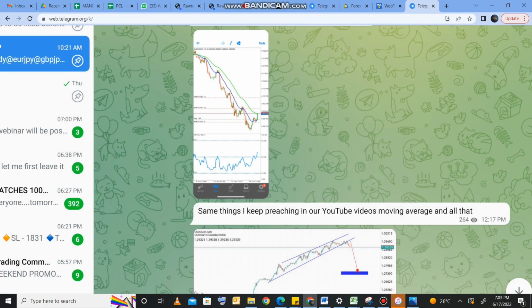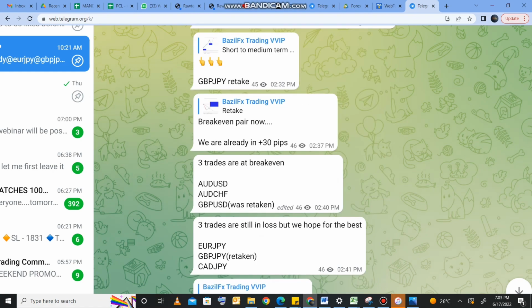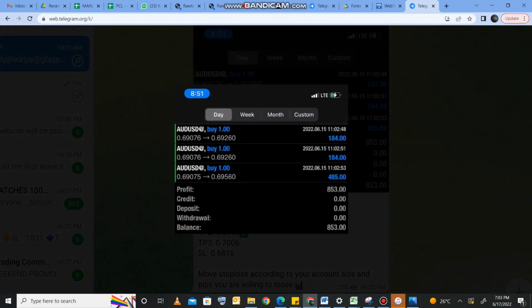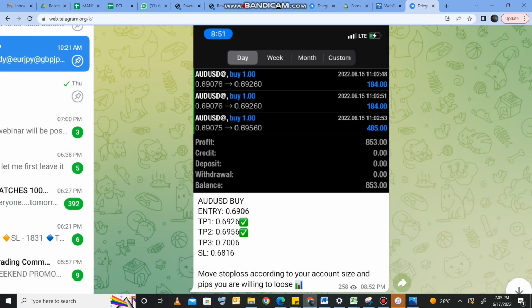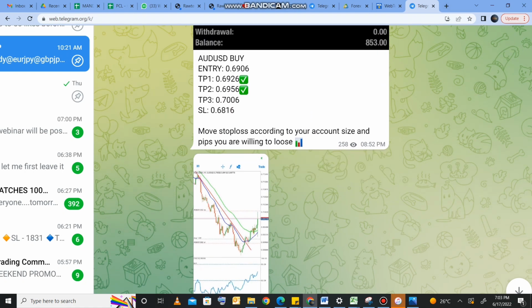We don't like to gamble with this market. After the breakout, our first target was hit. As you can see, our first target was hit. That was 20 pips. All our targets were hit: 20 pips for the first target, and the other target was 50 pips. So we came out very well.